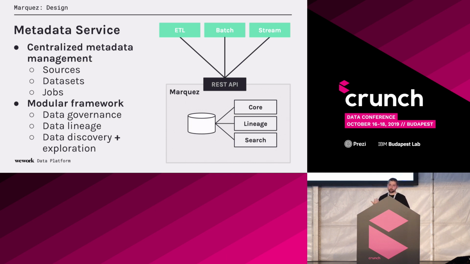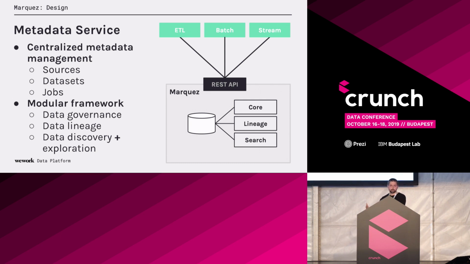So the design: Marquez is a metadata service. It's a REST API. We went with Dropwizard, so it's written on the JVM and using Jersey for the REST API. And the backend is a Postgres instance. But at its core, it's just central metadata management. The three things that we care about are sources, data sets, and jobs. And similar to the Ground paper, the API itself, or the data model, is agnostic to the type of framework that you're using. So sources, data sets, and jobs map very well to Airflow, but they also map well to Flink and things like Spark as well.